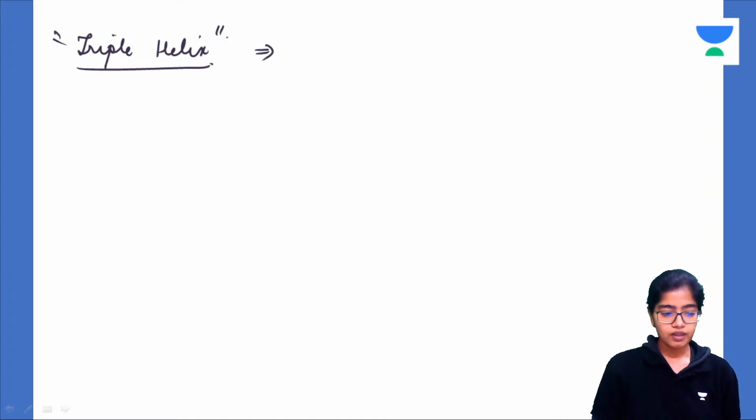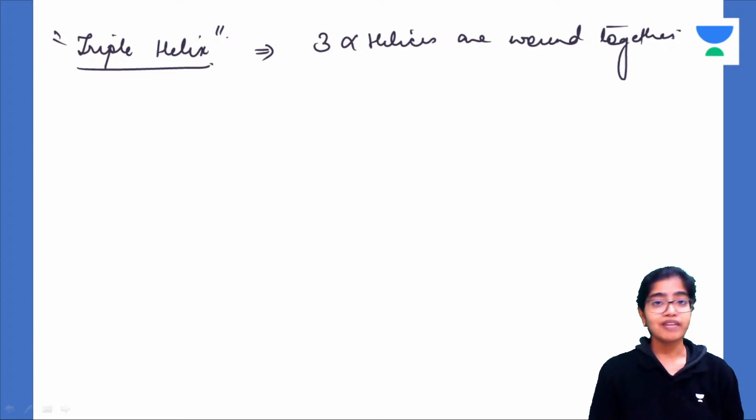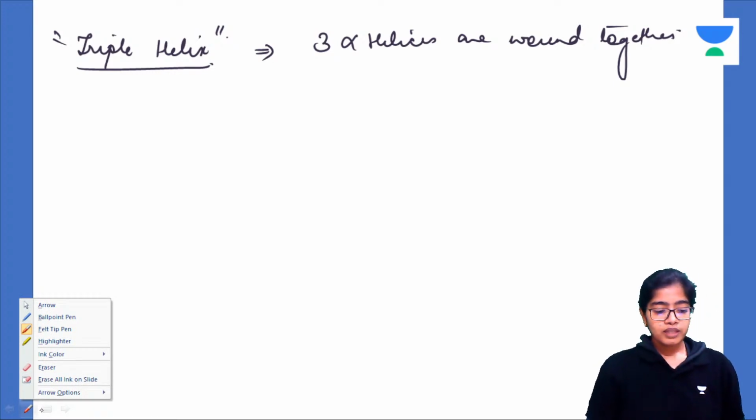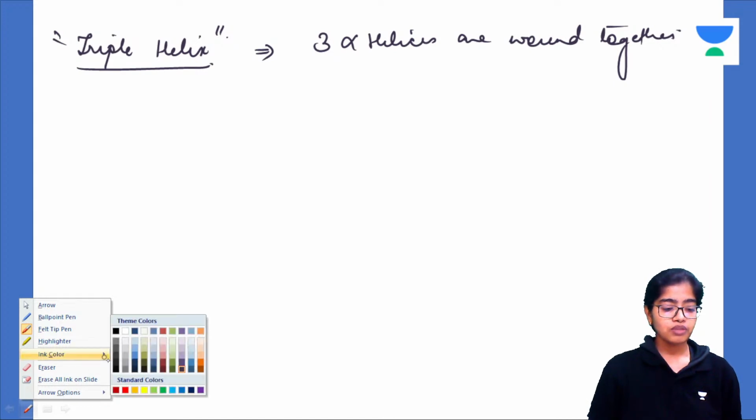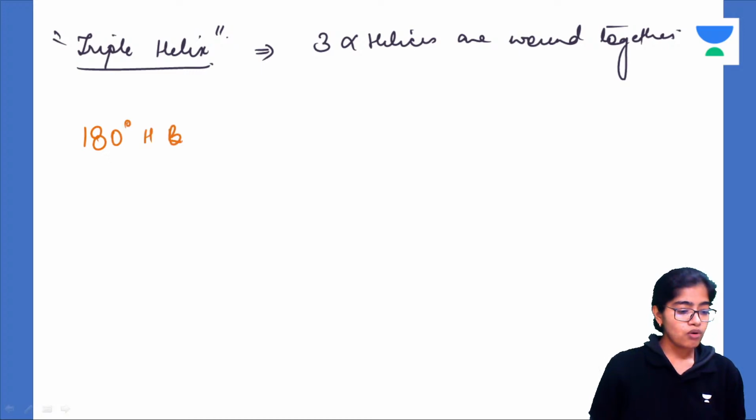That means three alpha helices are wound together to form the triple helix. How is it so? In the chapter of protein structure, we discussed how the right-handed alpha helix is preferred over the left-handed. Why is it so? Can any of you tell me in the chat section why the right-handed helix is preferred over the left-handed one? Anyone? No one? Okay, the right-handed helix is preferred because it has collinear, or 180-degree, hydrogen bonds.